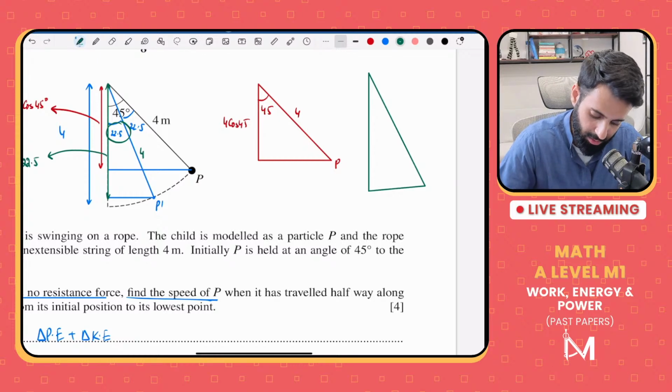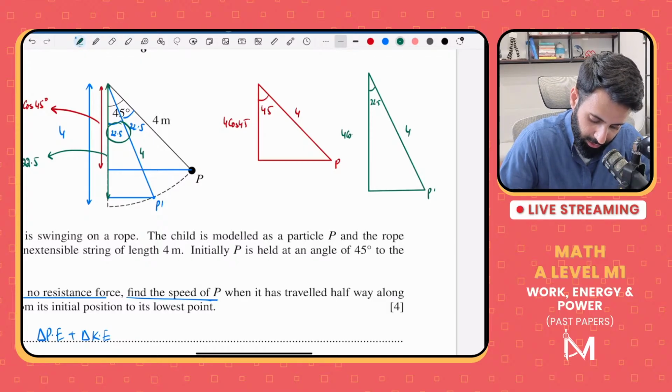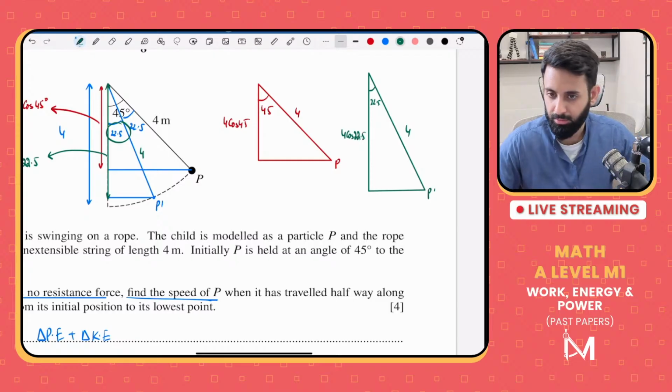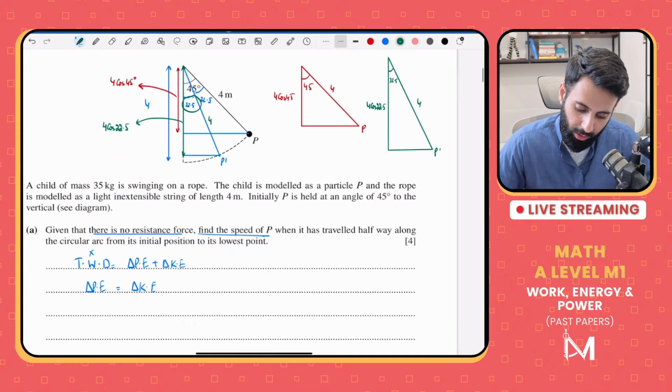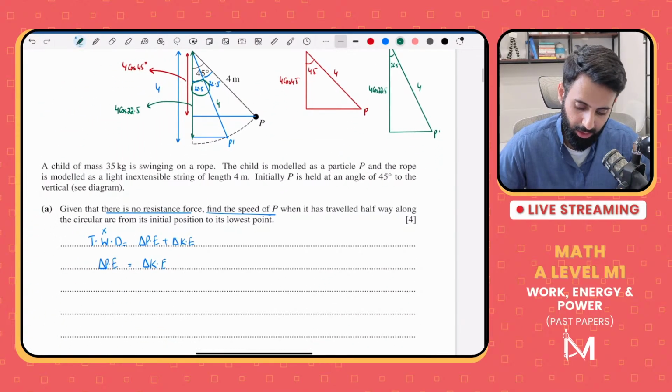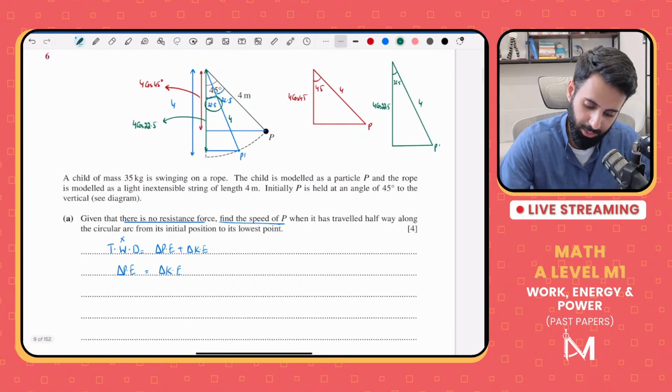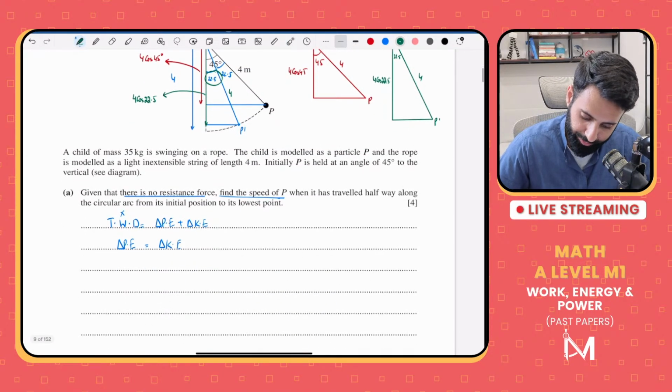Okay. And this is where it is, P prime. And this is 22.5. And this is still 4. So this now becomes 4 cos 22.5. Okay. Now, what is the loss in potential energy? The loss in potential energy would be this.